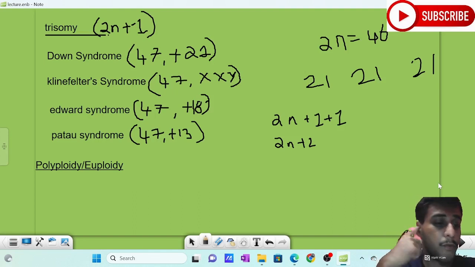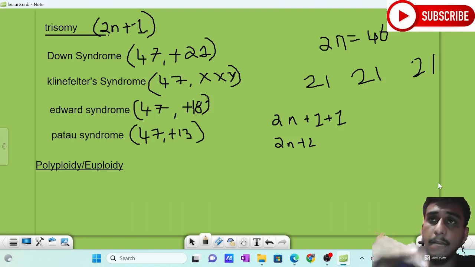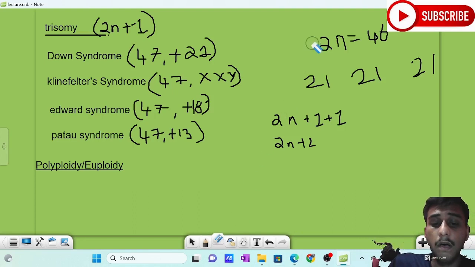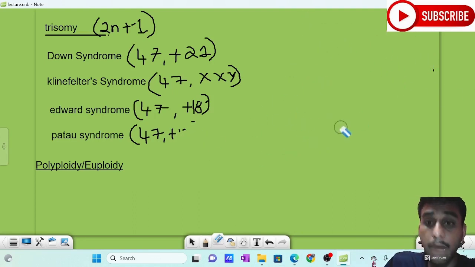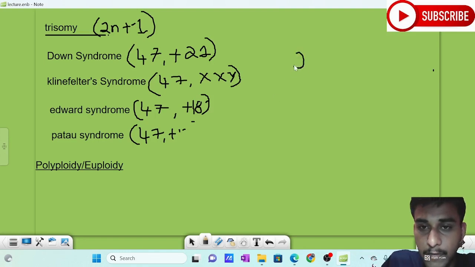Now we are going to talk about hypoaneuploidy. Hypoaneuploidy means a decrement in the chromosome number. Hypoaneuploidy can be divided into monosomy, double monosomy, and nullisomy. Turner syndrome is an example of monosomy. What is monosomy? Monosomy means 2n minus 1.